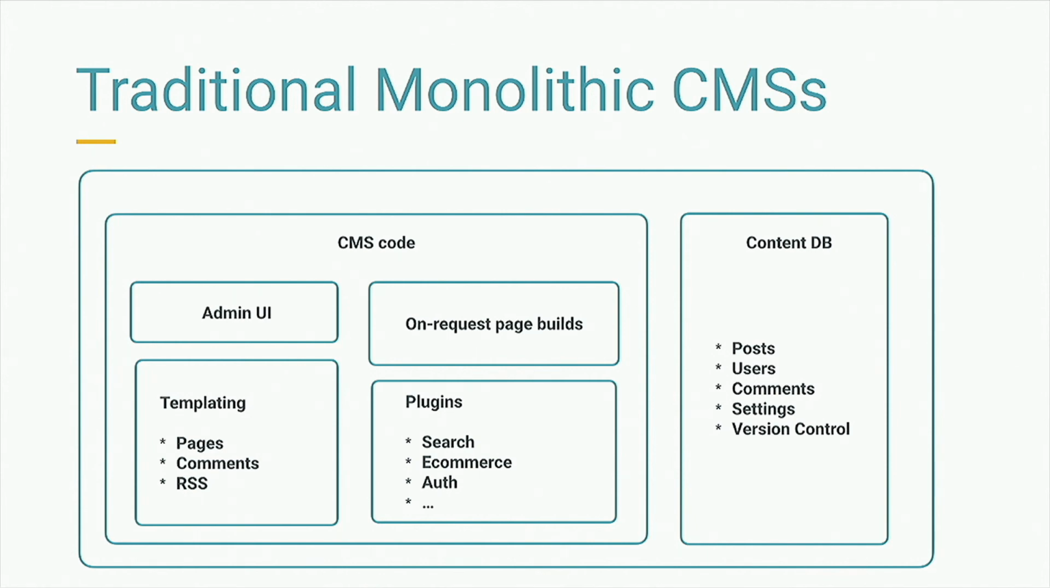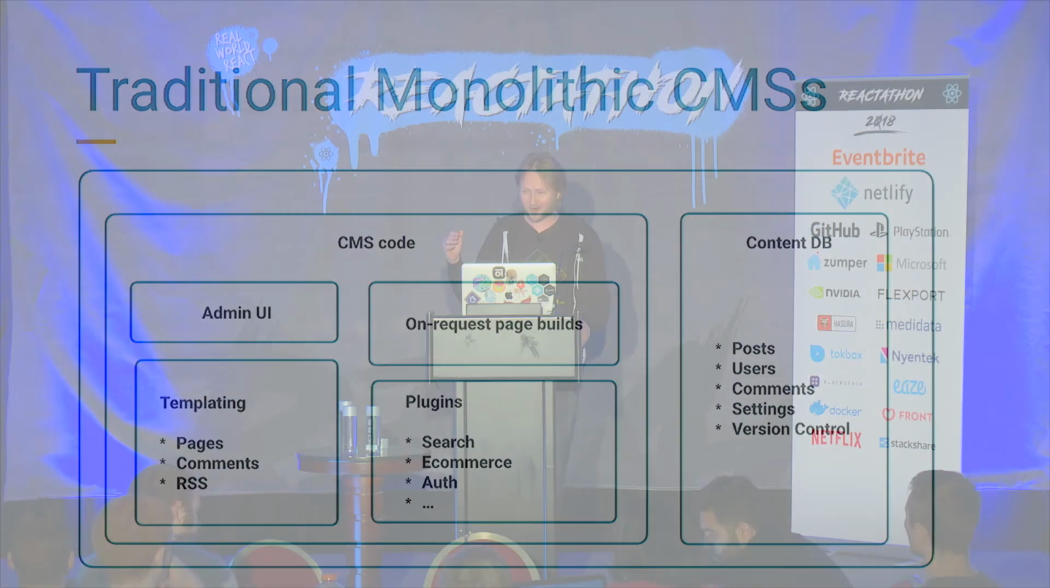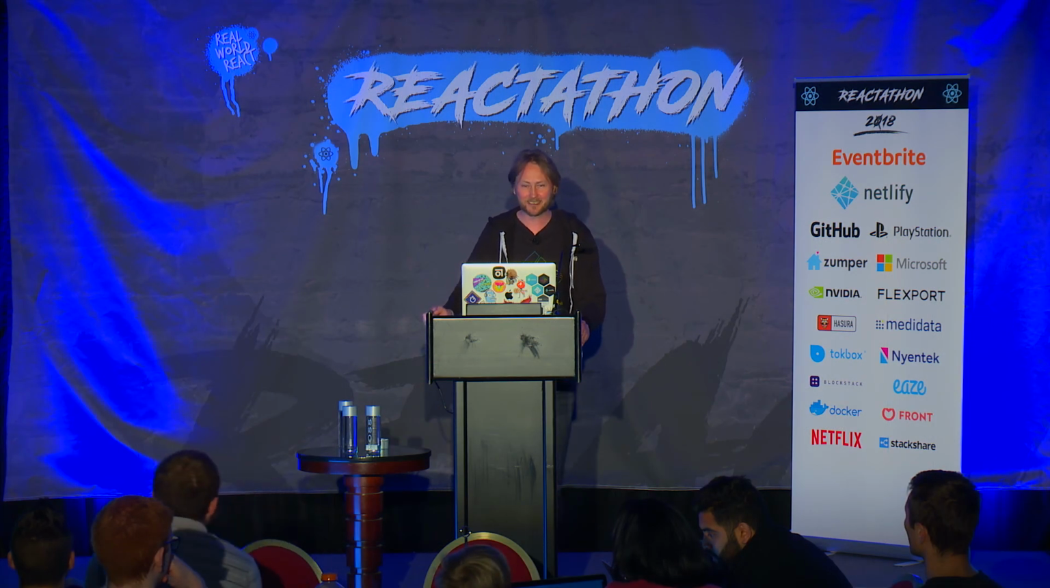It's the systems like WordPress or Drupal or any of those that we've been using for the last 15 years or so to build websites with. Typically, their architecture looks something like this, where all the content lives in some database, where you have your posts, your users, your comments, settings, all of that. If there is some kind of version control for the content, it's typically complex systems built inside the database that don't always work very well.